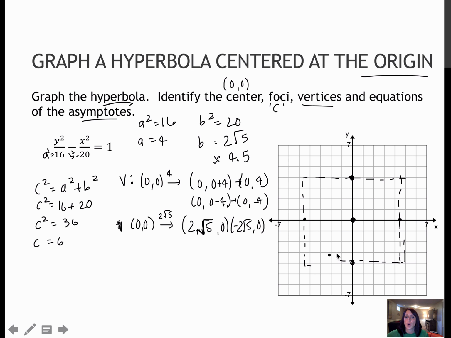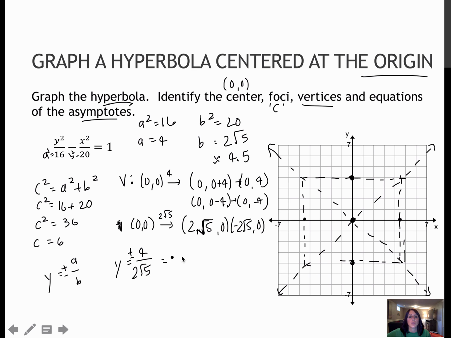The asymptotes would go from essentially the corners through the center. Some people prefer to do the equations of the asymptotes first and then plot them that way. I like to use the box since I already have to do the box anyway. The equations of the asymptotes, because the y value comes first, are plus or minus a over b. So a is 4, and b is 2 radical 5. And again, it's going to be plus or minus.